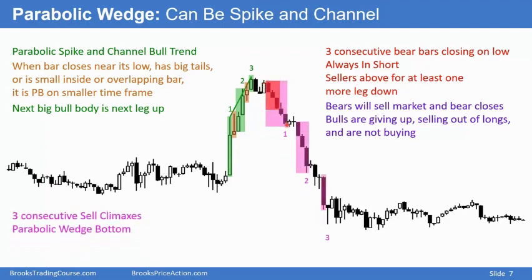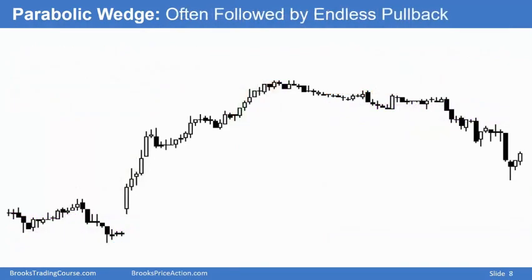We have a series of bear bars, a pause. A series of bear bars, and then a small bull doji, a pause, and then another sell climax here. You have 3 pushes down, 1, 2, 3. Parabolic wedge bottom, which is a sell climax, and it led simply to a trading range instead of a reversal. Very common when you have a sell climax or a buy climax for the market to go sideways instead of reversing. This is a very common pattern.